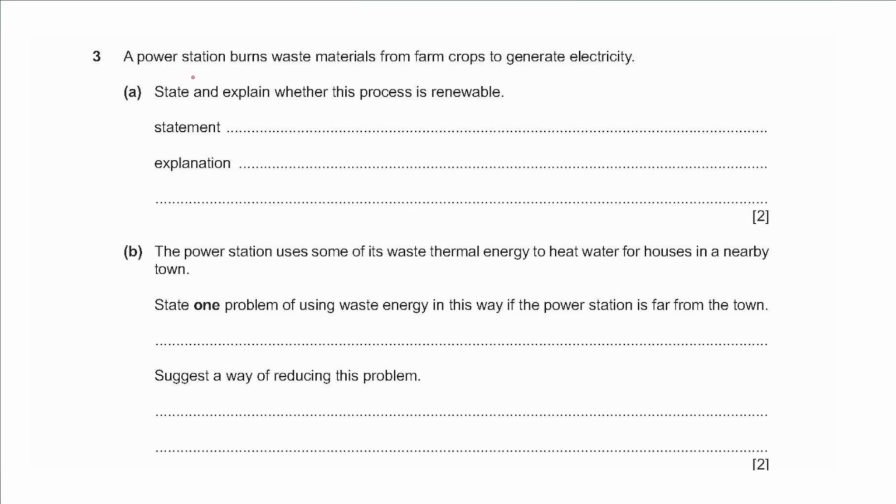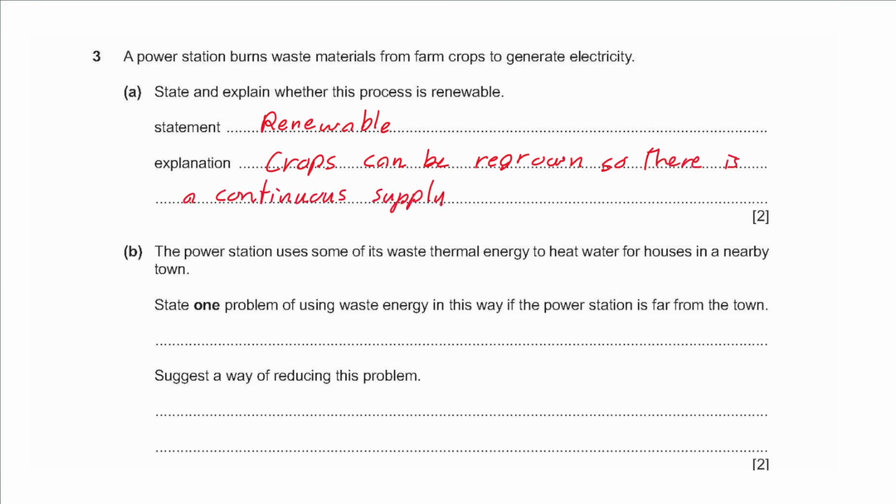Question 3 says a power station burns waste materials from farm crops to generate electricity. State and explain whether this process is renewable. It is renewable, and that is because we have a continuous supply, because crops can be regrown, so there is a continuous supply of energy.